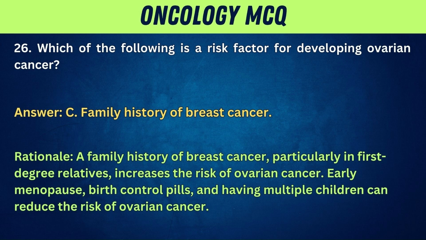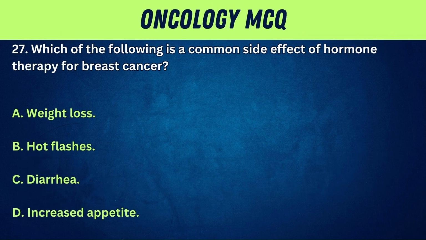Early menopause, birth control pills, and having multiple children can reduce the risk of ovarian cancer. 27. Which of the following is a common side effect of hormone therapy for breast cancer? A. Weight loss. B. Hot flashes. C. Diarrhea. D. Increased appetite.